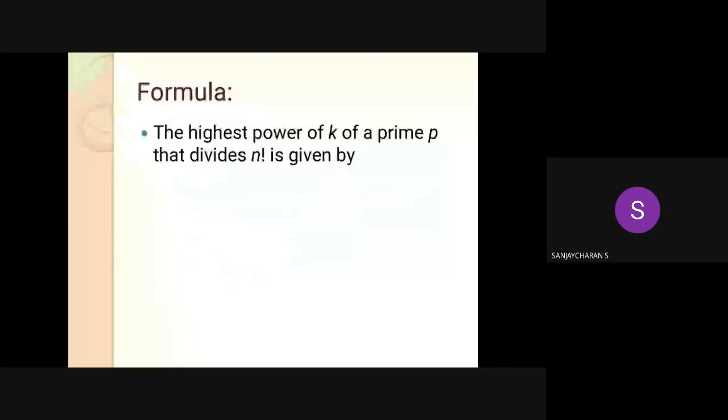Okay, another problem: the highest power k of a prime number p that divides n factorial. Suppose I am going to divide n factorial by a prime. What is the highest power k? There is a formula. In the previous case, just replace 5 by p, and we have the formula. By using this formula, we can do one problem.